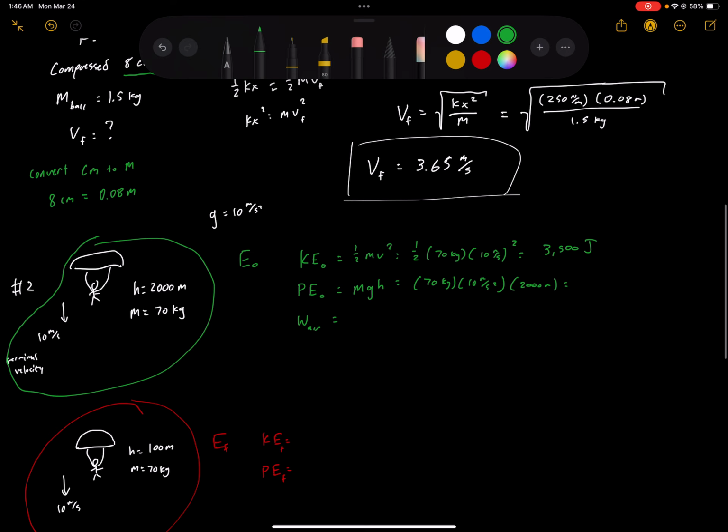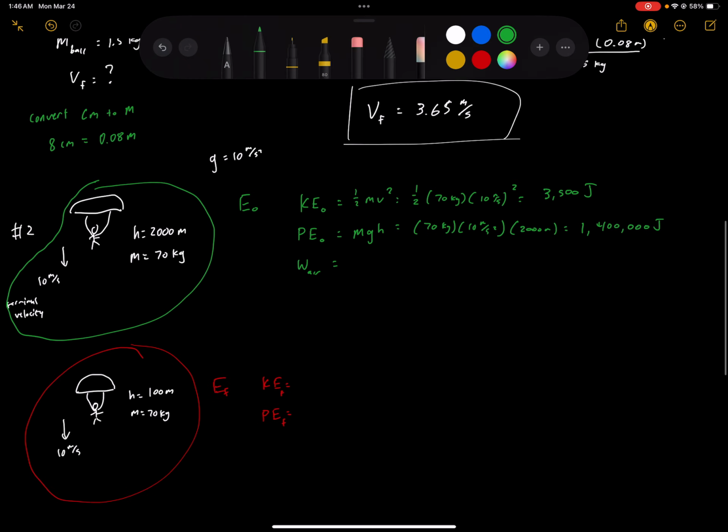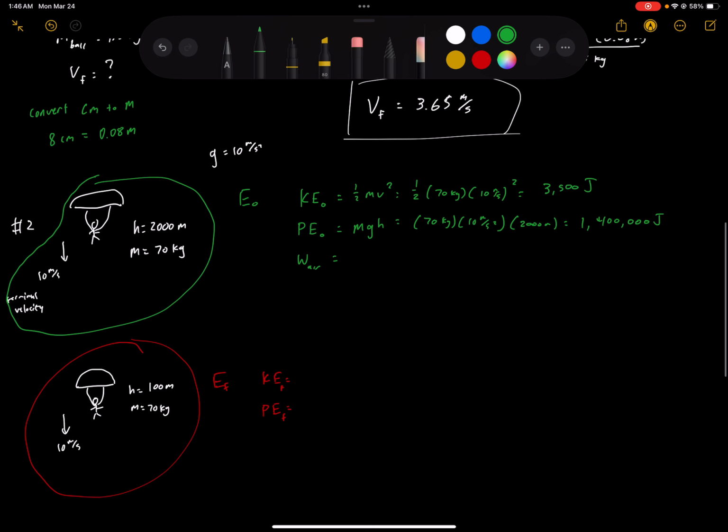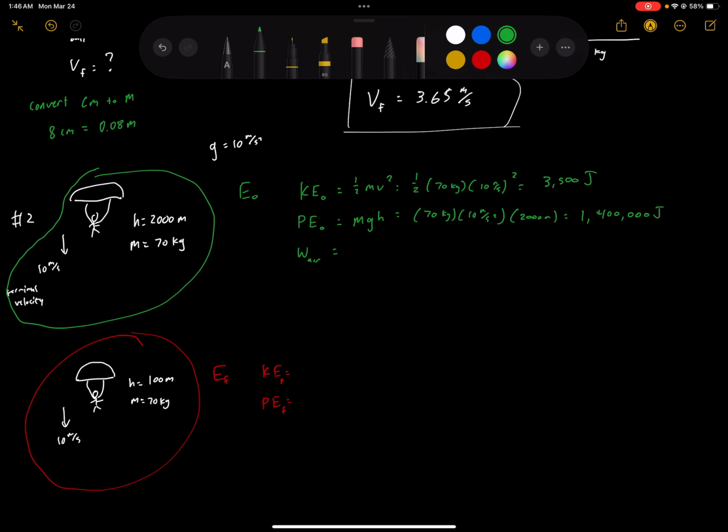So yeah, you're going to have quite a bit of energy if you fall 2 kilometers above the Earth. And hopefully you have a parachute if you do that. Otherwise, that may not end well. All right, so 1.4 million. That's how much gravitational potential energy he has at the beginning.